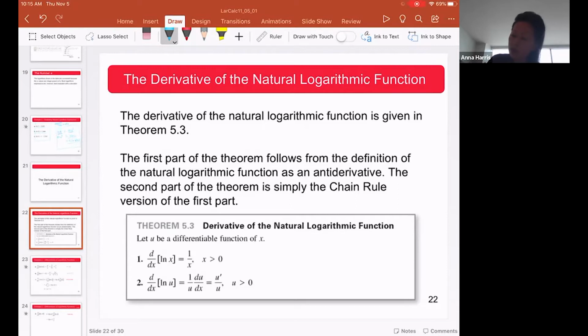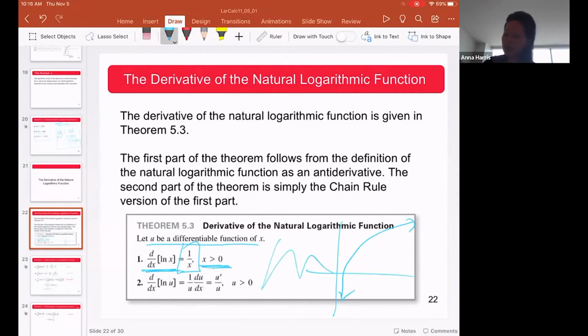Okay, so let u be a differentiable function. The derivative of the natural log of x is the same as 1/x. X has to be positive. X has to be a positive number. Remember, the graph looks like this, right? So it's only positive numbers, there's no negative number. For the log of u, in this case u means a more complex function, you need to do 1 over u, times du/dx. So we're going to have u prime over u.